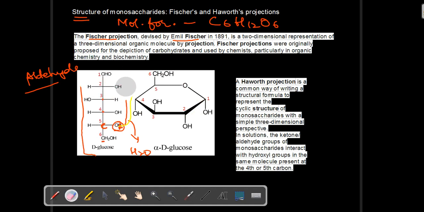So it is the interaction between the aldehyde group on carbon position number 1 and the hydroxyl group at carbon position number 5 or 4 that turns the glucose linear molecule into a cyclic form. Now the two structural formulas are known by specific names. This linear structural formula is called a Fischer projection, and the cyclic structural formula is called a Haworth projection.